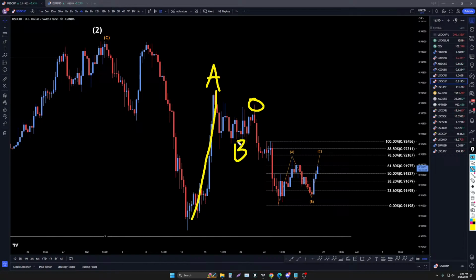This is all a wave B, and this is like an irregular wave C because it didn't take out the top of the wave A. And I think this is a 1, 2, 3, 4, 5 of probably 1. This is probably an ABC right here.